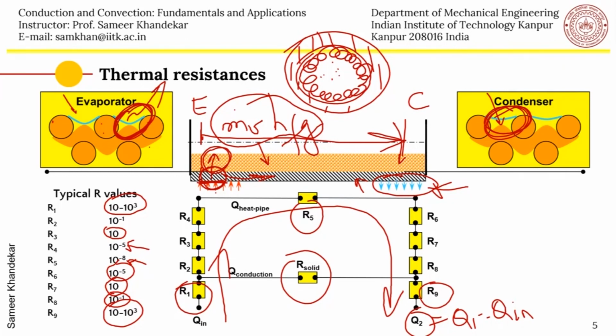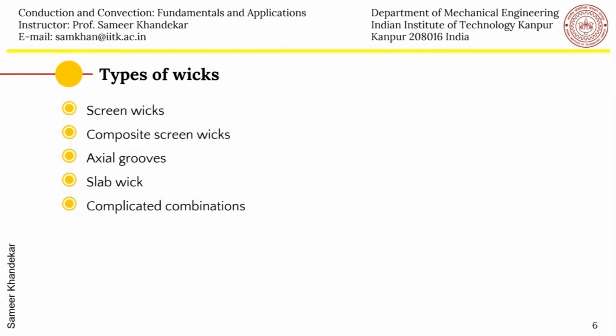So this is also very important, how you are connecting the heat pipe to the chip, and the heat pipe to the heat sink, and this will respectively affect R1 and R9, which are the external contact resistances to the ambient. Now, what are the different types of wicks which are used in heat pipes? So let us look at that. We have screen wicks, we have composite screen wicks, we have axial grooves, we have slab wicks, and then there are complicated combinations which are like a superposition of a couple of types of wicks, which can be seen here.